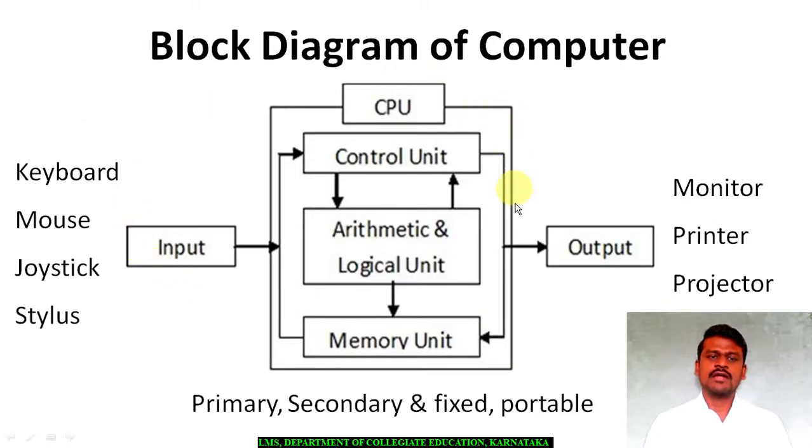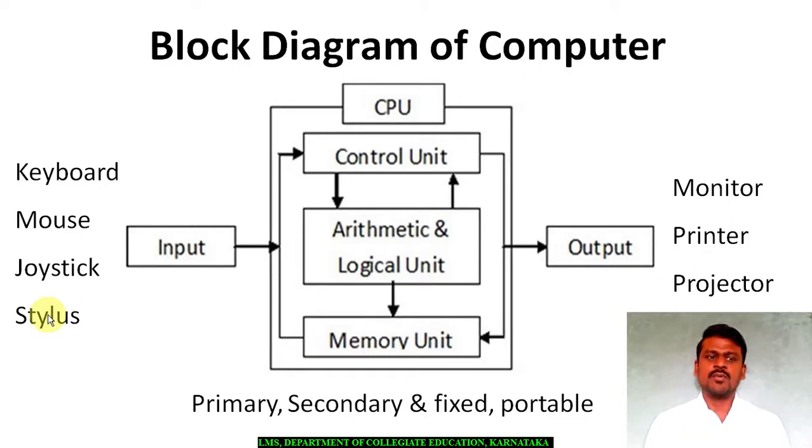This is the block diagram of a computer. It consists of mainly four units. First, input unit. Second, output unit. Third, memory unit. And the fourth one is the CPU unit. CPU means central processing unit. I will first explain how it works. For example, we will take the input from the input unit. That input may be taken from any of the input devices like keyboard, mouse, joystick and stylus.